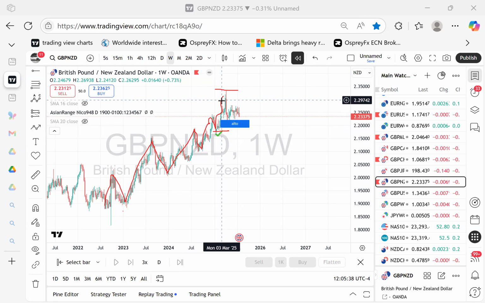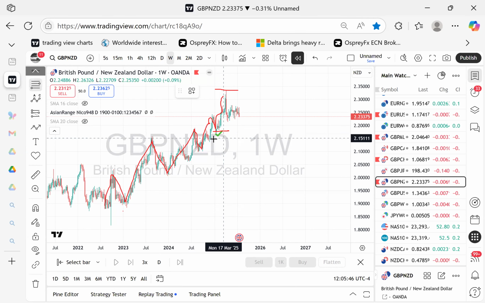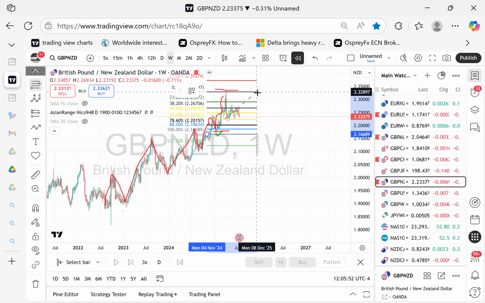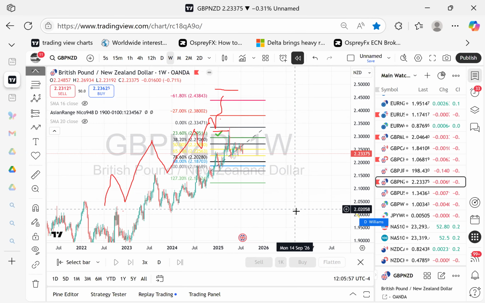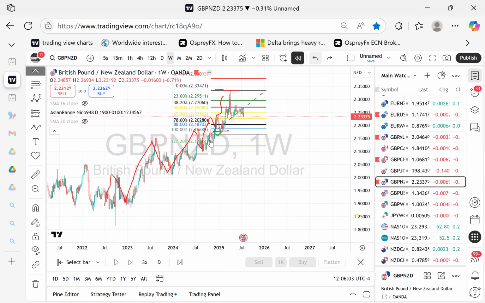So the way I would approach this, because you don't see an imbalance, all I need to do is show you the magic of these Fibonacci's. Okay, this Fibonacci. Once I draw my fib from the low to the high, let me get rid of this.